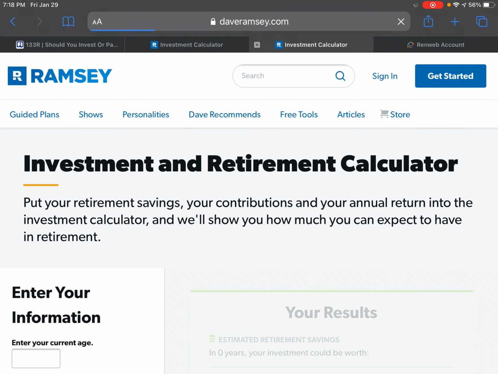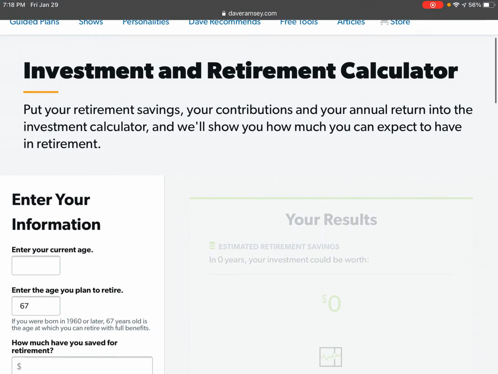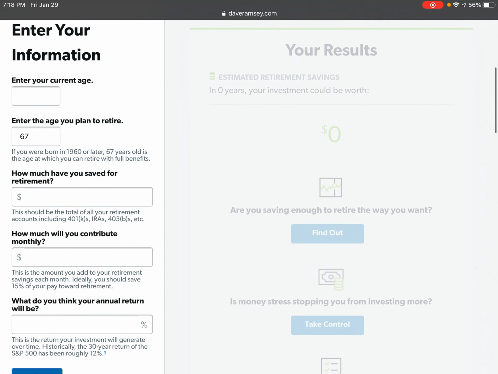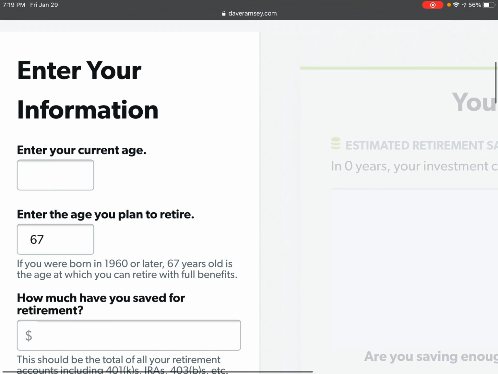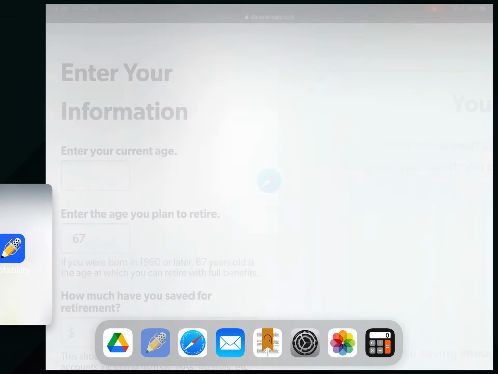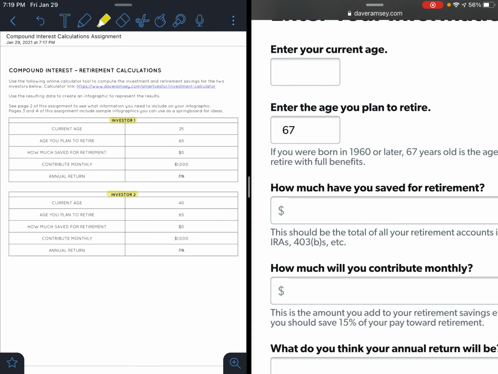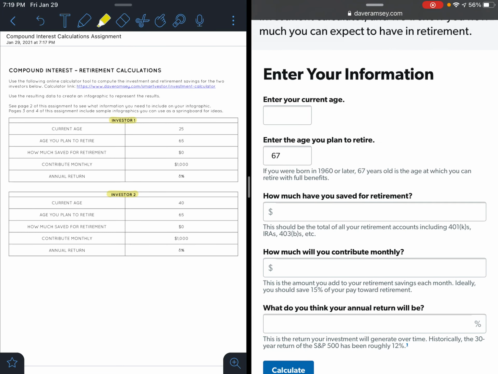All right, so here is the calculator that the link will take you to. I'm going to scroll down just a little bit. And these boxes over here on the left where it says enter your information, the information you're entering here is the information that's on that PDF. So I'm going to toggle between both screens to show you what I'll be typing into the calculator and what I'll be doing with the information that I do type in.